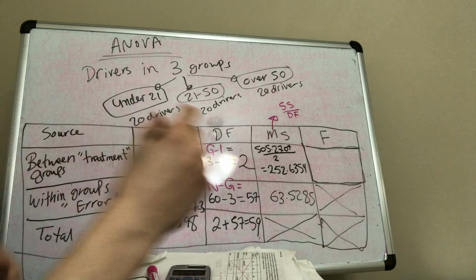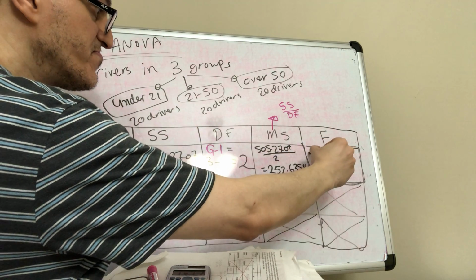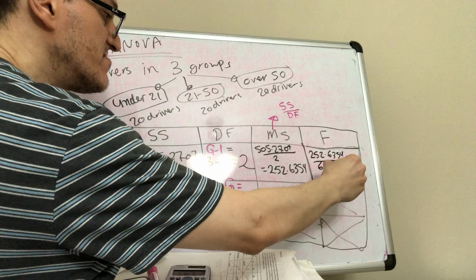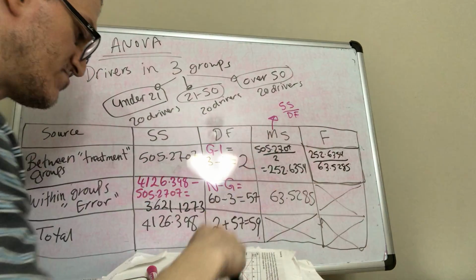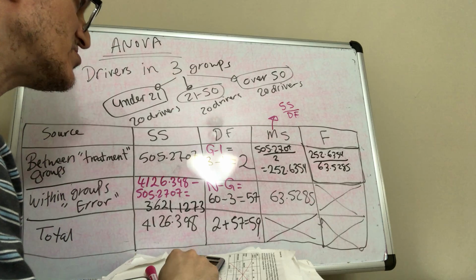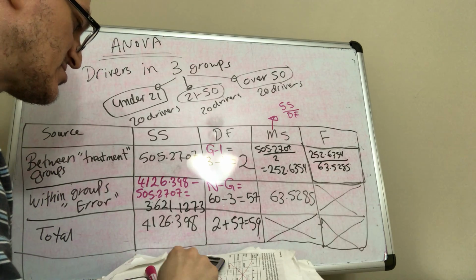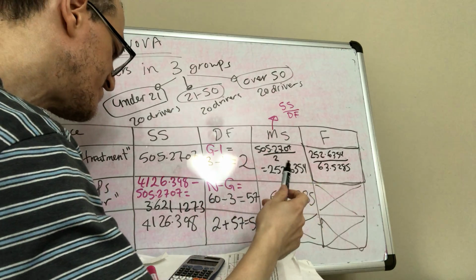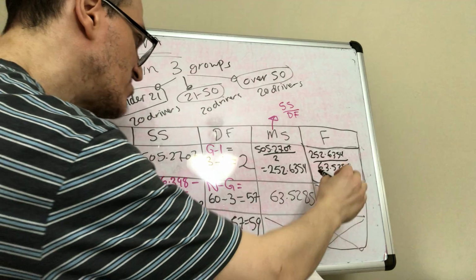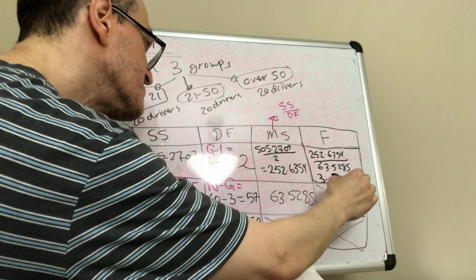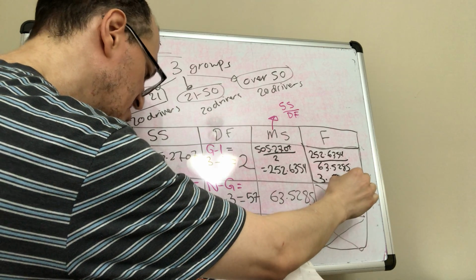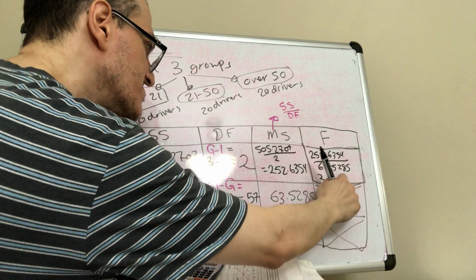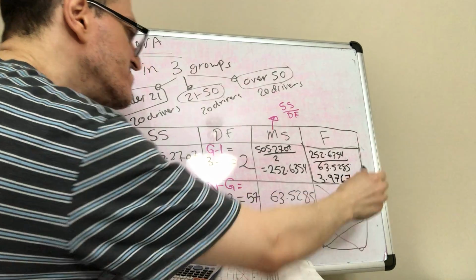And finally, to find the F, you divide these 2. This number over this number, and that would be your answer for the table. 252,6354 over 635285. And that will give you 3.9767. This is how you fill it in.